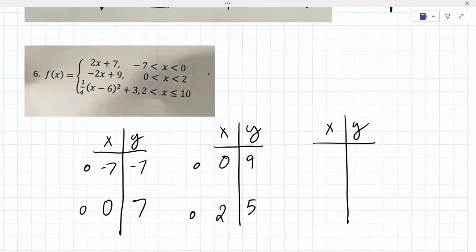Okay. And then 2, 4 and 10, 4. All right. Now tell me, and so this is an open and a closed. Tell me a little bit more about what each of these are. The 2x plus 7, what's a name that you could give to that? How would you describe the graph of 2x plus 7?